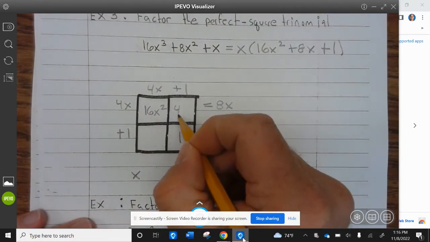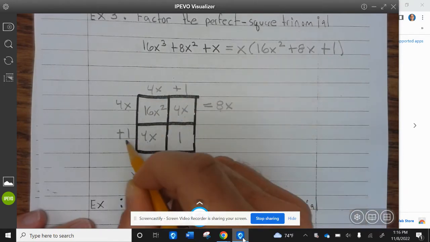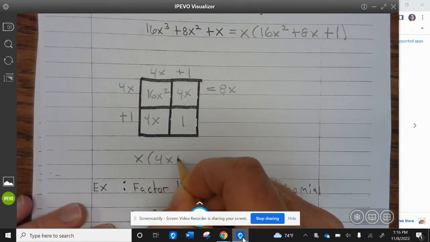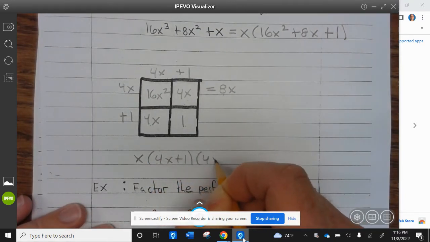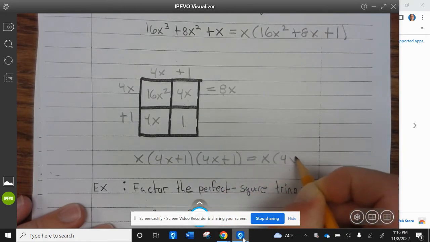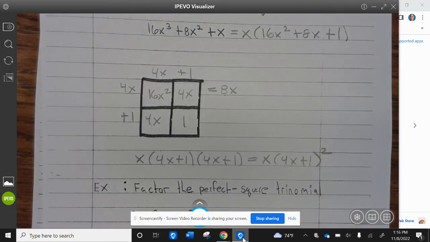4x times 1 is 4x. 1 times 4x is 4x. These combine to be 8x. 1 times 1 is 1. So our factors are x times 4x plus 1 times 4x plus 1, which equals x times 4x plus 1 squared. All right, go ahead and finish up example 3.